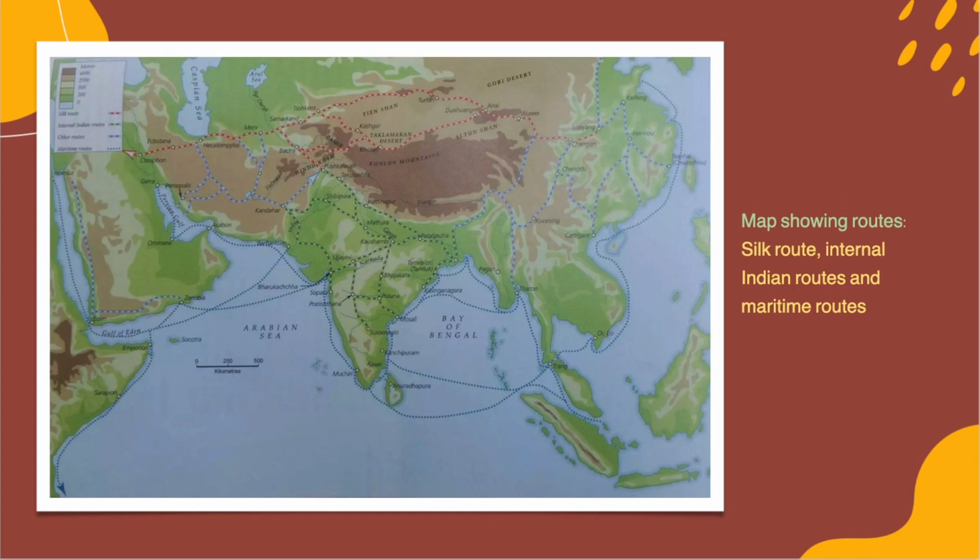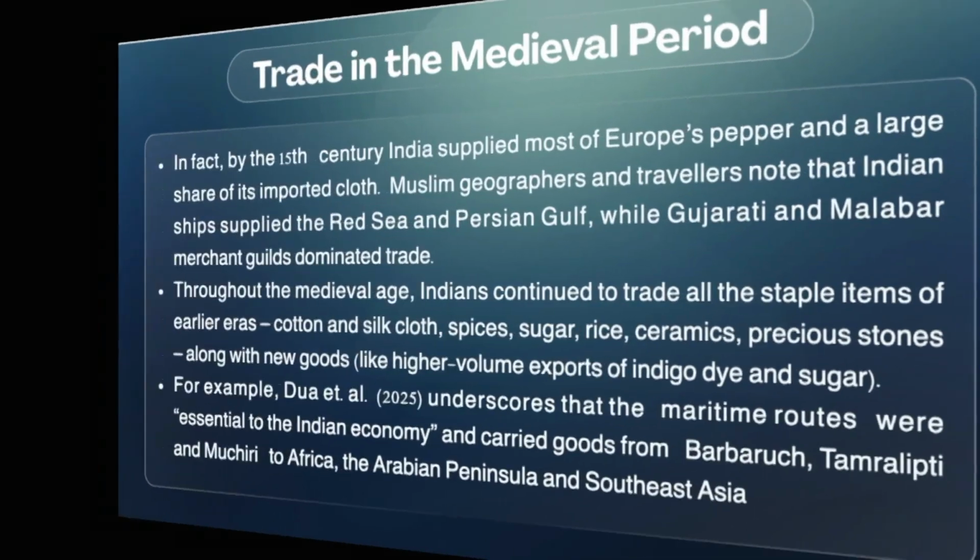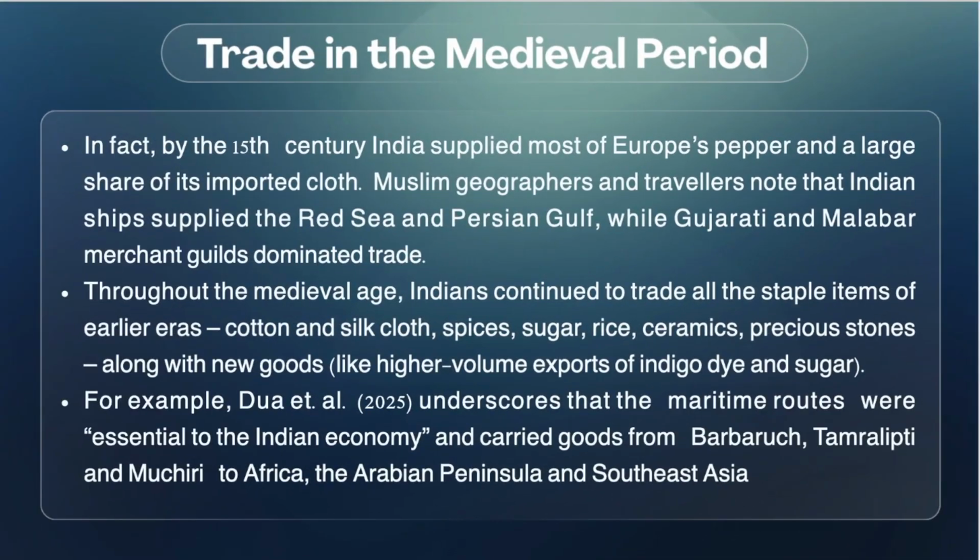Trade in the medieval period also continued and grew. The South Indian kingdoms of the Cholas and the Pallavas actively traded with Southeast Asia, exporting tropical spices and textiles and importing exotic forest goods and metals. In fact, by the 15th century CE, India supplied most of Europe's pepper and a large share of imported cloth. Muslim geographers and travelers note that Indian ships supplied the Red Sea and Persian Gulf, while Gujarat and Malabar merchant guilds dominated trade. Maritime trade was essential to the Indian economy and carried goods from Bharuch, Tamralipti, and Muziris to Africa, the Arabian Peninsula, and Southeast Asia.